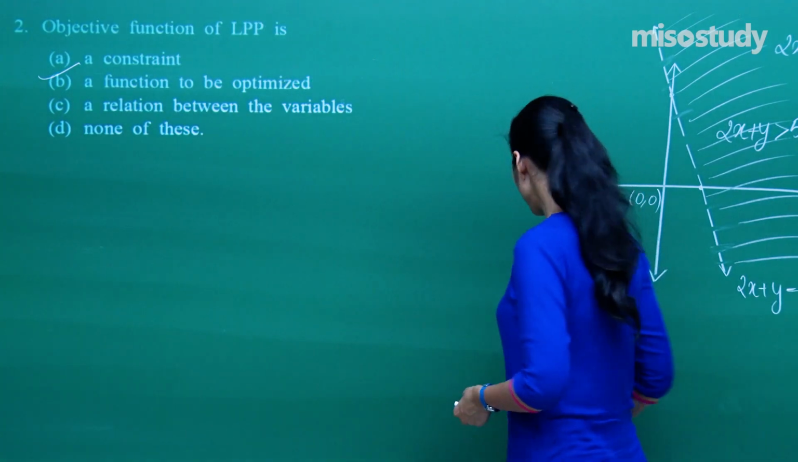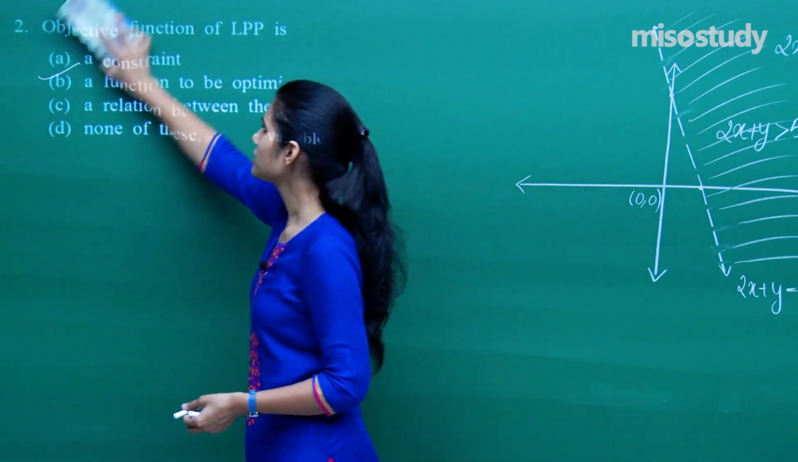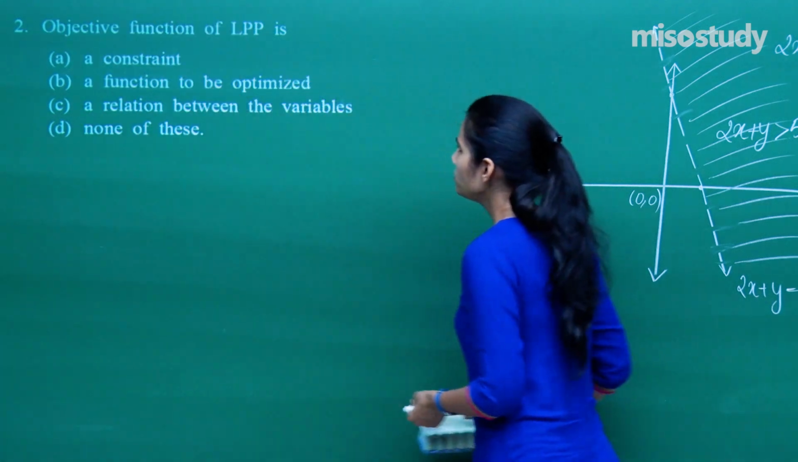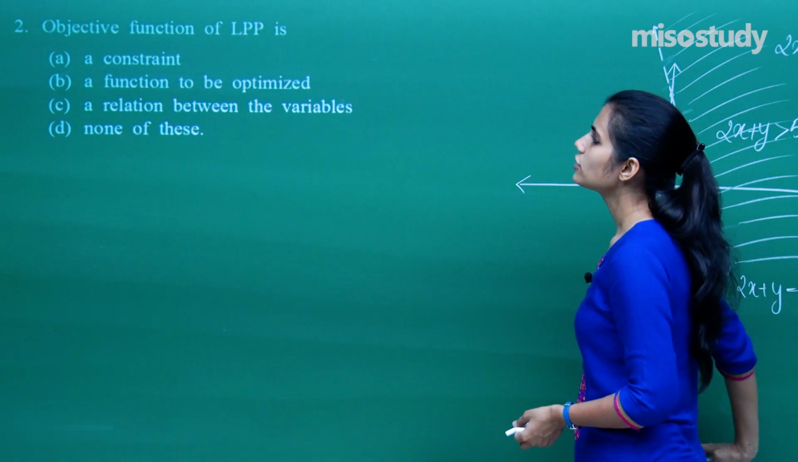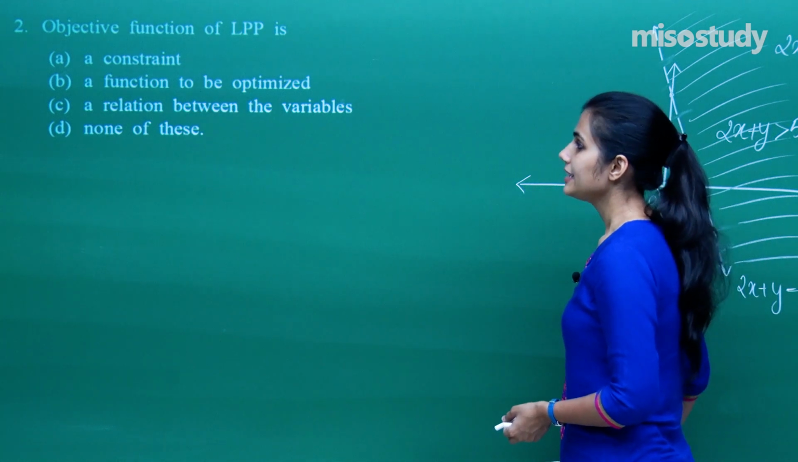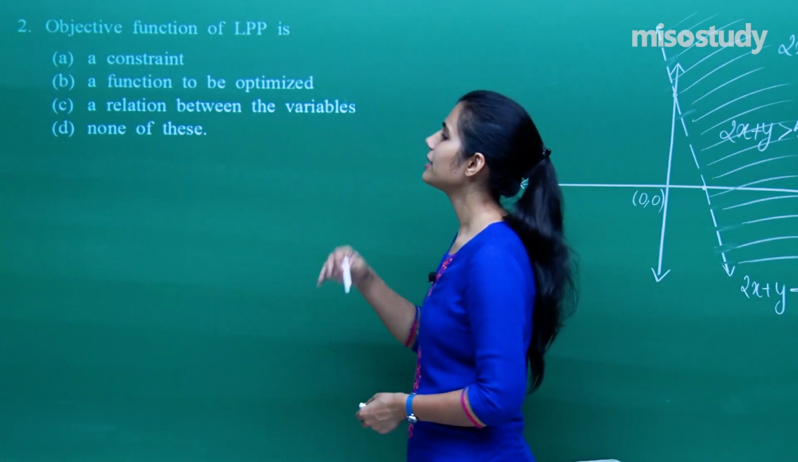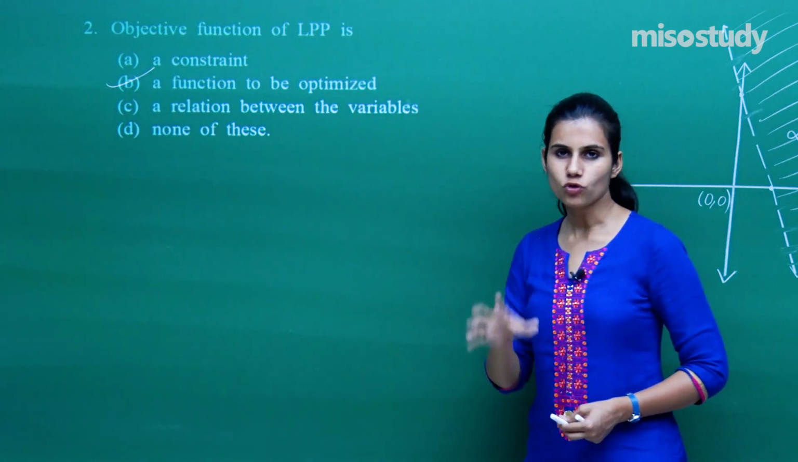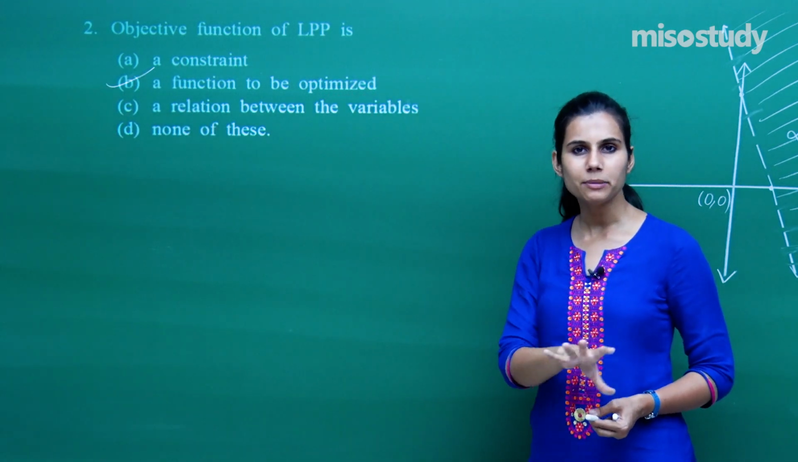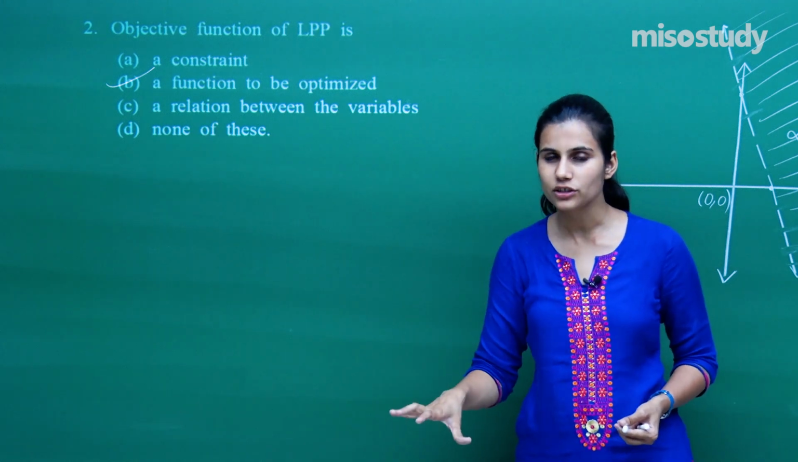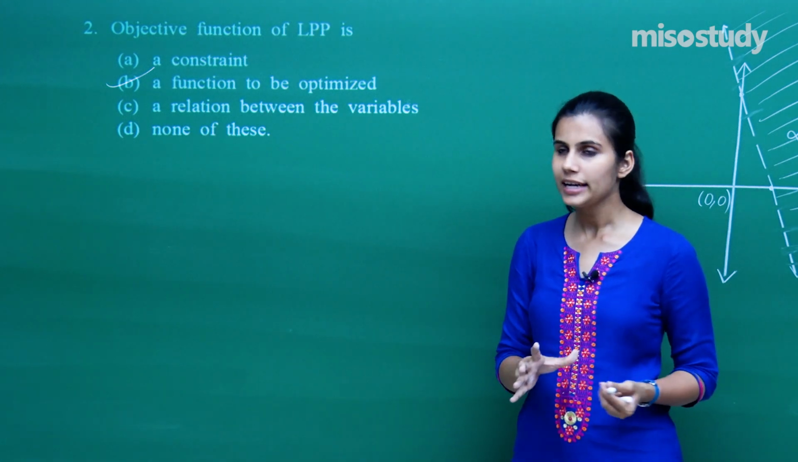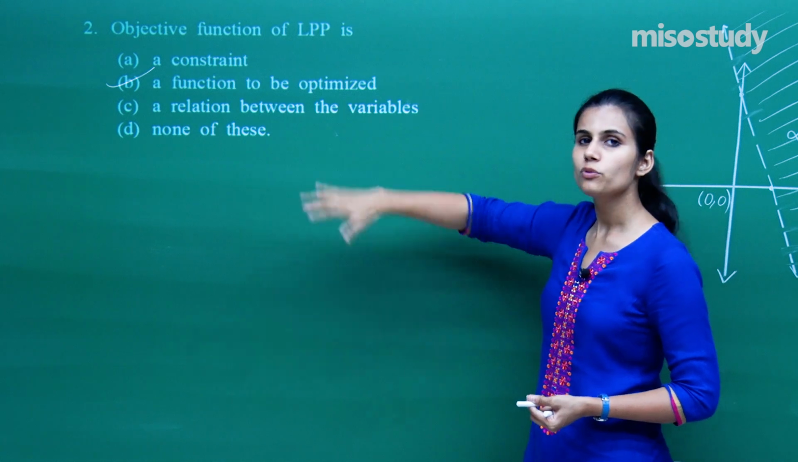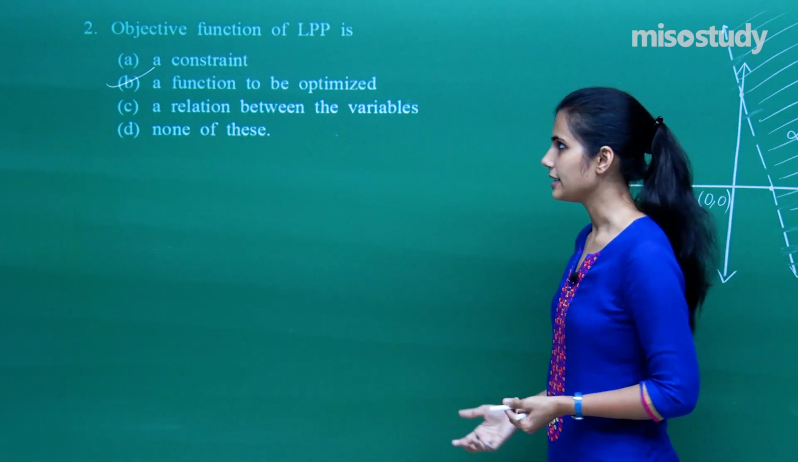We have objective function of an LPP. So this is just regarding the concept. Objective function of an LPP is not a constraint. It is, yes, a relation between the variables, but more than that, it is a function to be optimized. We need to optimize that, either maximize or minimize, depending upon whether it is profit function or cost function, right? So depending upon it, it is a function which needs to be at the end of the day optimized.